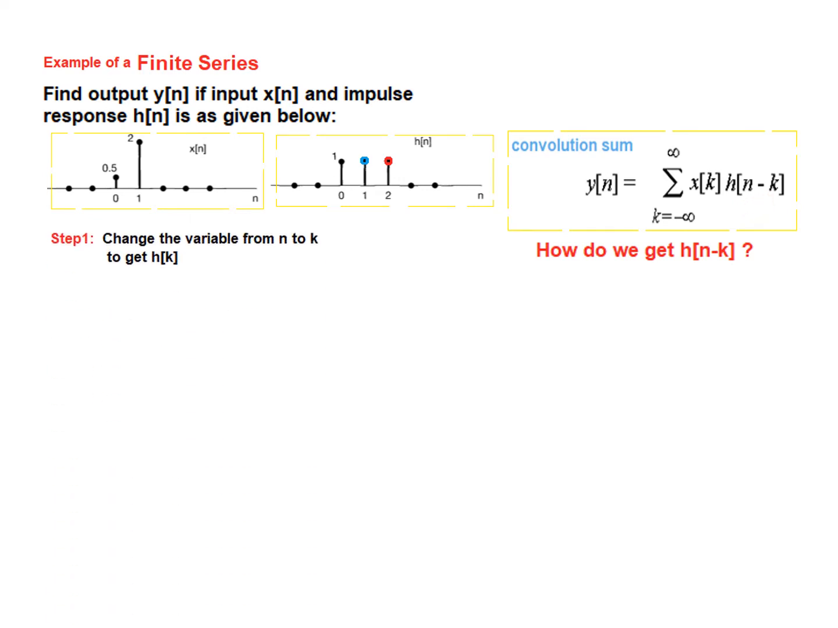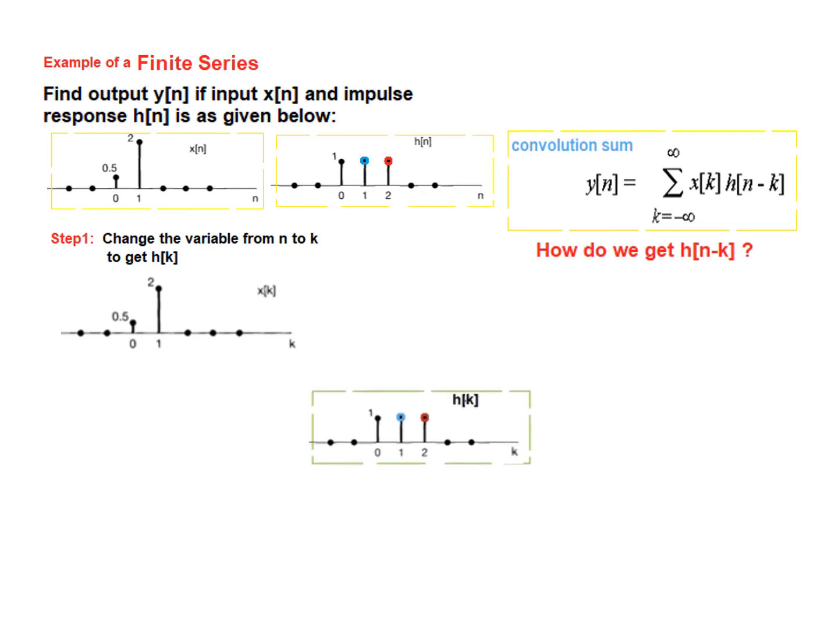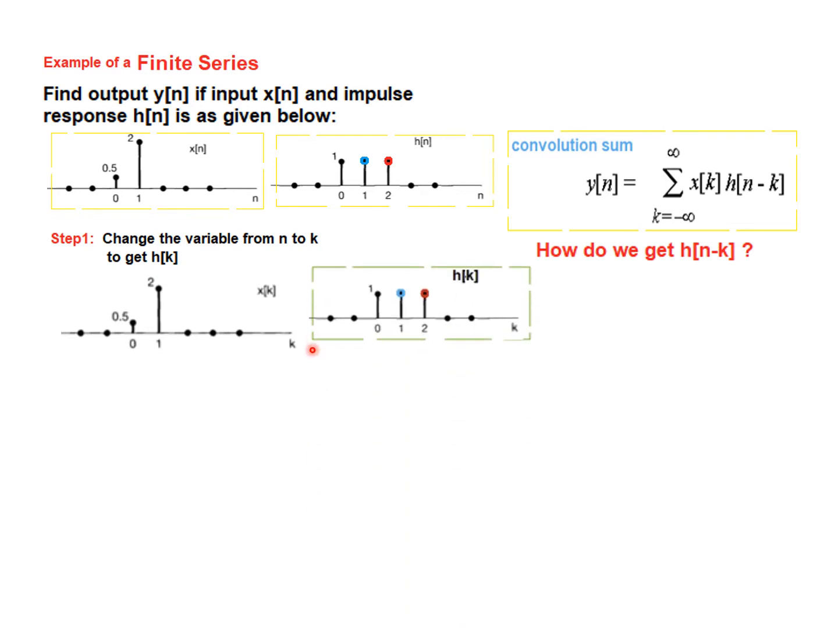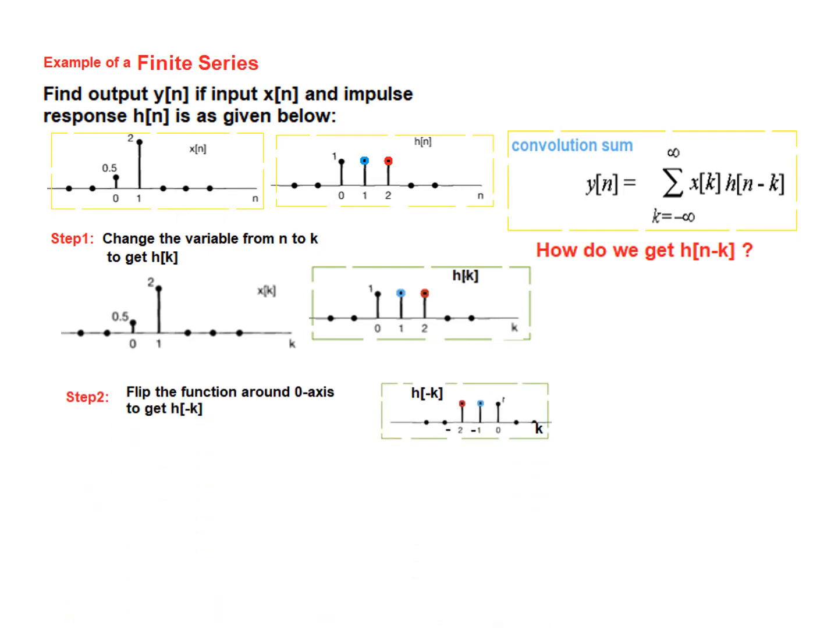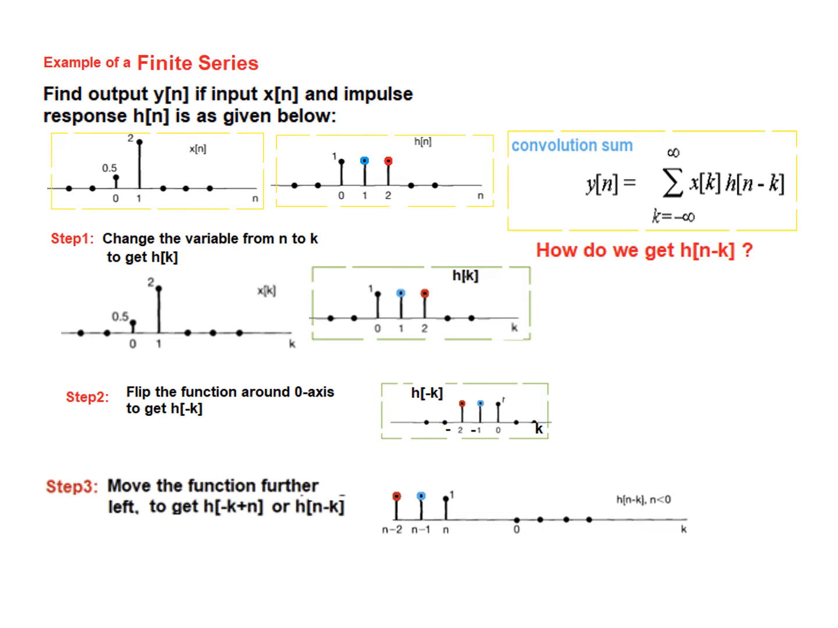Okay, the technique here is that we'll first of all change the variables, both variables n into k. So both the variables have been changed to k, and then we flip the impulse response along the zero axis. So the zero axis is kept intact, and we flip it on the other side, so it will become like this. So this is now h(minus k), and then we move it to a point further towards the left, to a point called n. So this signal will now become h(n minus k), that is n is shifted to point k.